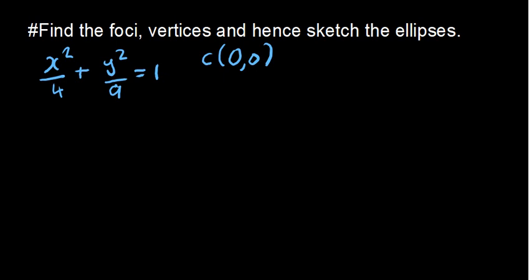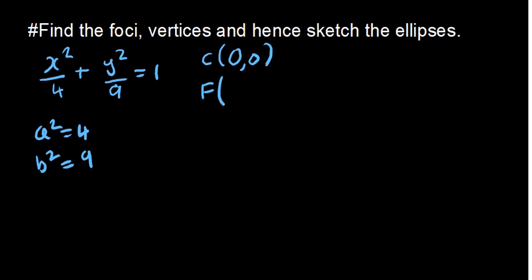Okay, so we're looking for the foci. But again, before we continue, it's important that we determine whether A is greater than B, or maybe B is greater than A. Okay, so according to my observation here, my A squared is equal to 4, and my B squared is equal to 9. So my B is greater than my A. So this one is along the y-axis.